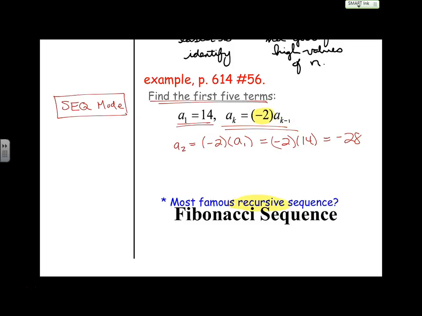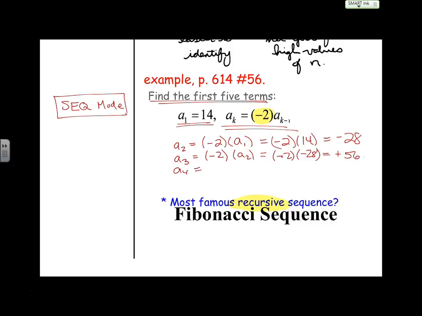So therefore, what do you guys do in order to find a sub 3? Okay, a sub 3. What do I do? Use a sub 2. So I'm going to have negative 2 times a sub 2, and a sub 2 is going to be? We have negative 2 times what was the term before, negative 28, which ends up being positive 56.